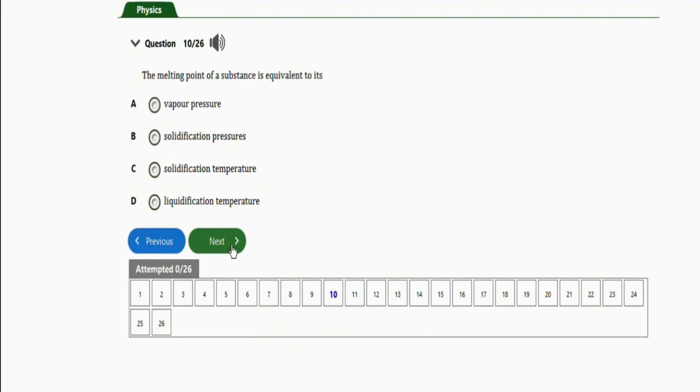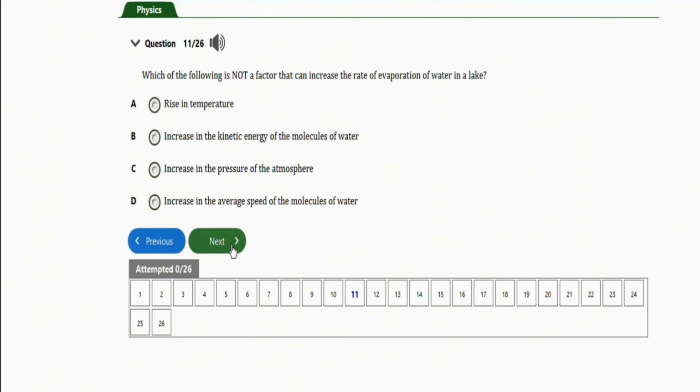Okay, the next question with this one, it says which of the following is not a factor that can increase the rate of evaporation of water in a lake? We have rise in temperature, increase in the kinetic energy of molecules of water, increase in the pressure of the atmosphere, increase in the average speed of the molecules of water. So the correct option in this question is option C, which is increase in the pressure of the atmosphere. That's it for this question.